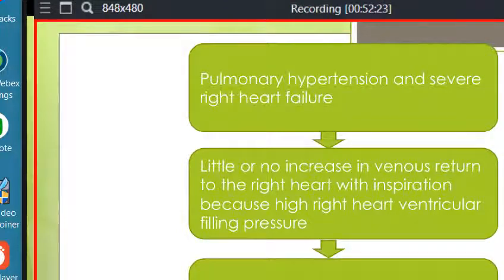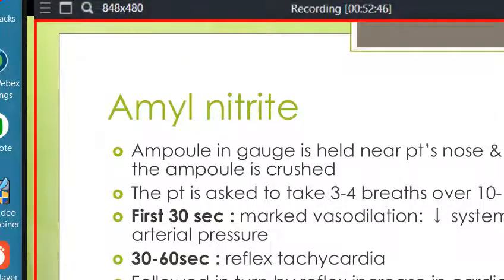So in patients who have pulmonary hypertension and right heart failure, there will be little or no increase in the venous return to the right heart with inspiration because of very high right ventricular end-diastolic filling pressure. And so in pulmonary hypertension and right-sided heart failure, there may not be a demonstrable inspiratory augmentation of right-sided murmurs and heart sounds. Let me come to a pharmacological maneuver which is commonly used.